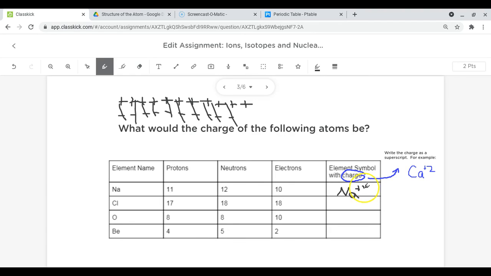If you did go ahead and write 1, I would not take off any points for that because it's still correct, but just know that it is redundant and there is no need for you to write plus 1. All right, I hope this helps with the rest of your example.